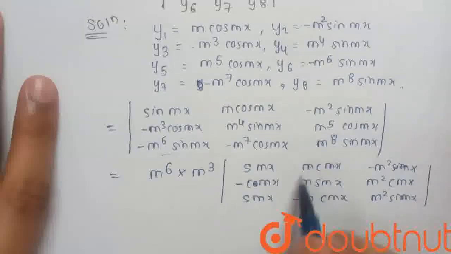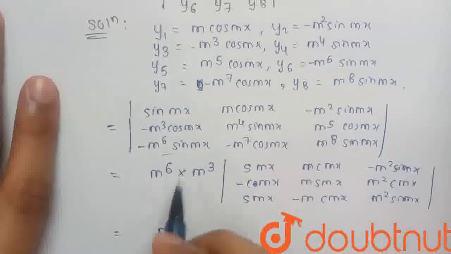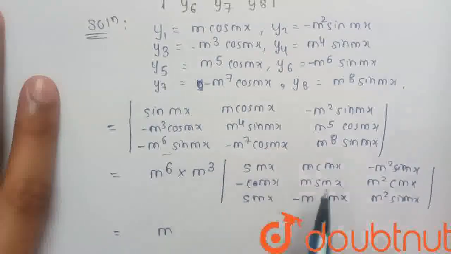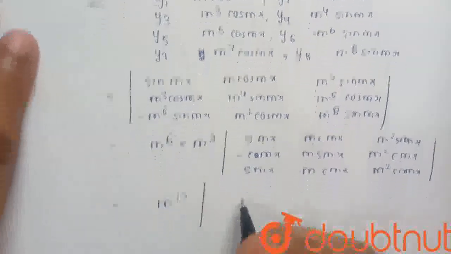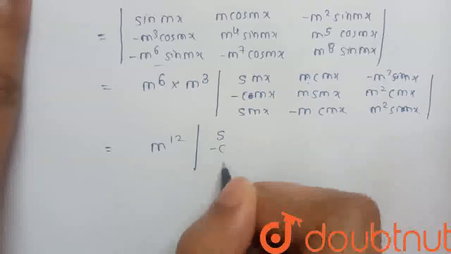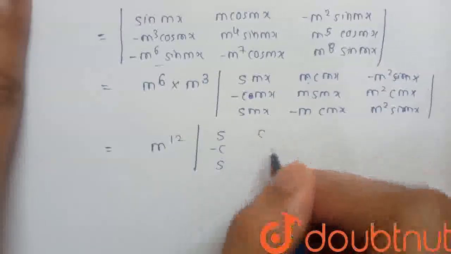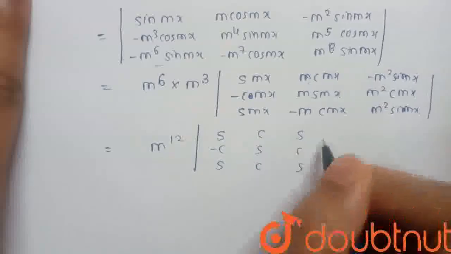Taking common m from here and m square from here, we will get m to the power 6 plus 3 will be 9, plus 1 10, 11, 12, m to the power 12, it will be sin, minus cos, sin, cos, sin, cos, sin, cos, sin.